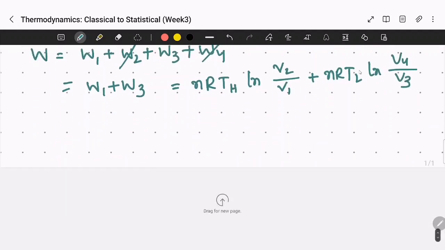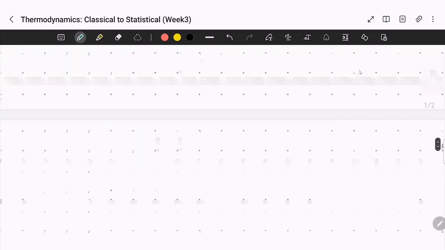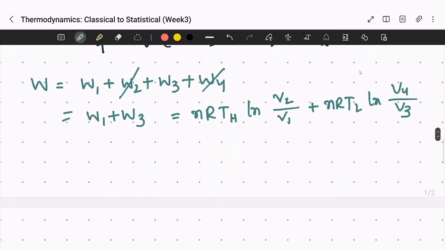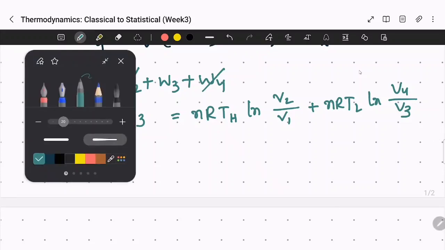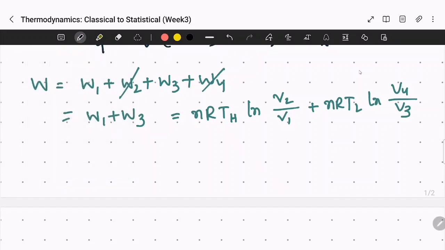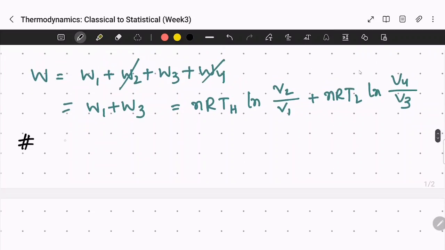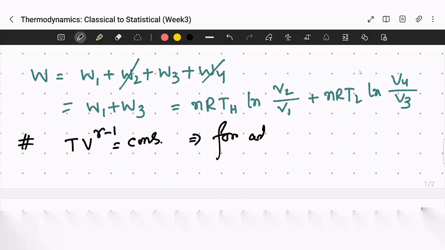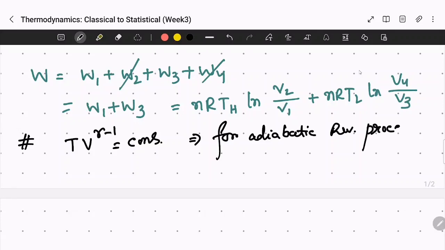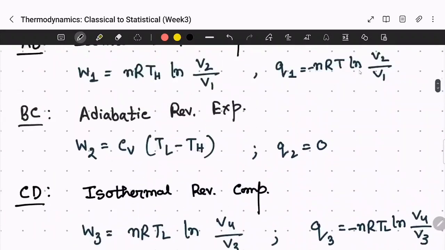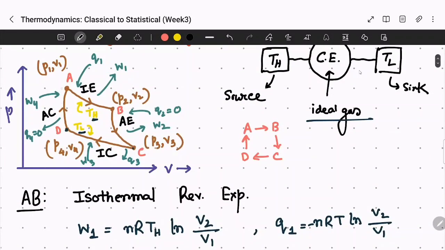We have to calculate this. So how can we calculate? For that we have to remember our basic thermodynamics from the first or second classes. Just we know that for an adiabatic reversible process, P V to the power gamma minus 1 is constant, right? Here there are two such steps, B to C and D to A. Both lines are basically representing the adiabatic processes.